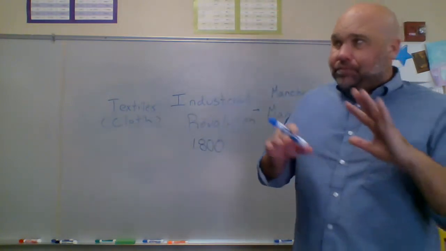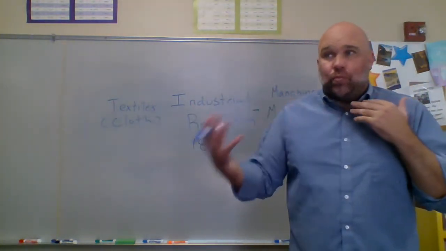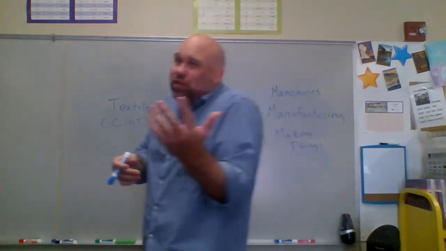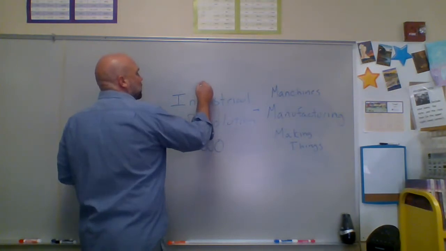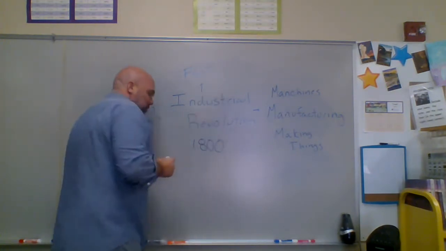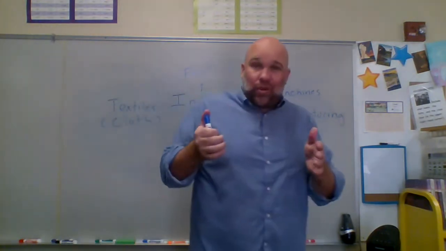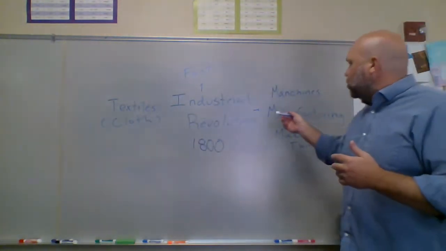All of a sudden, we start to have the idea that we can use machines to make this cloth. And so here's the reason why we switch to machines. In the Industrial Revolution, it is going to be all about making things fast. You can do it much faster. One person has to make something by hand. It takes time.